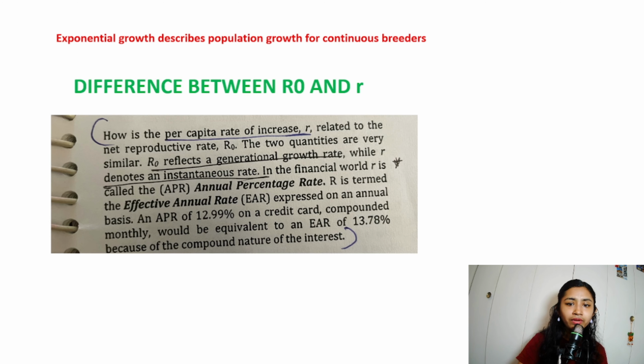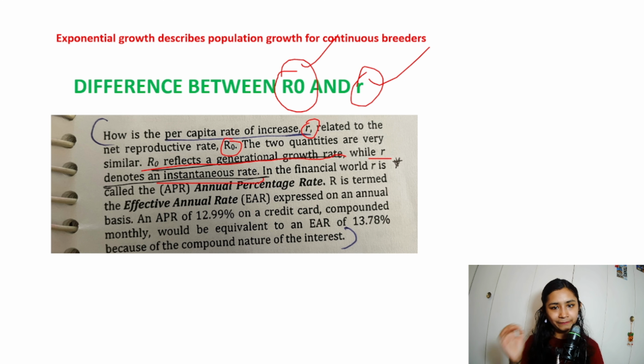Okay. Now the difference between R0 and r: one is the net reproductive rate and the other, small r, is the intrinsic rate of increase. How is the per capita rate of increase, small r, related to the net reproductive rate? One is for geometric growth, and this is for exponential growth. The two quantities are very similar. Capital R0 reflects a generational growth rate, while small r denotes an instantaneous rate. Okay, this is the main difference between them. The capital R0 is for generational growth, and small r is the intrinsic rate of increase.